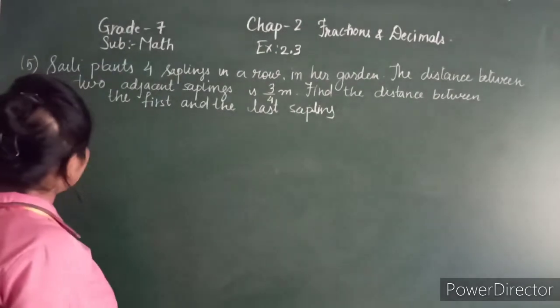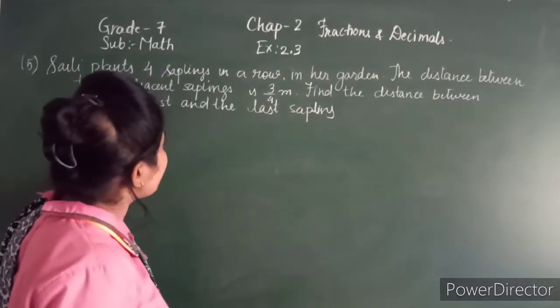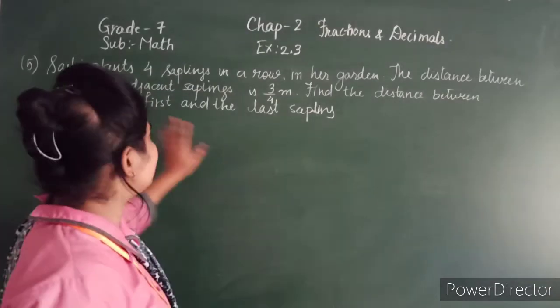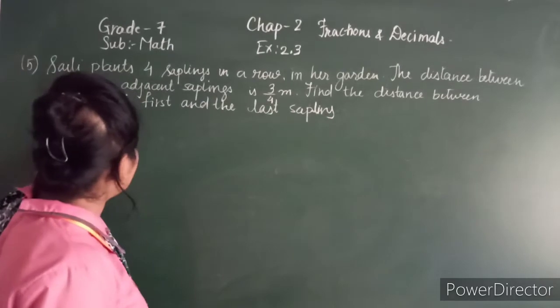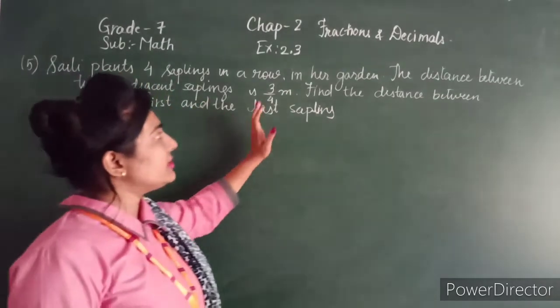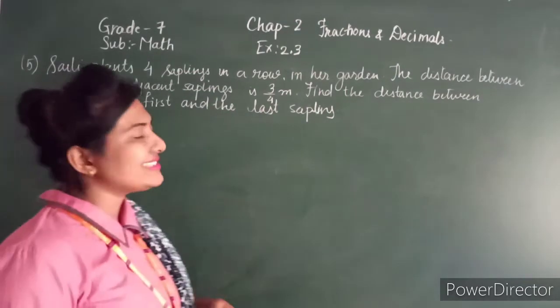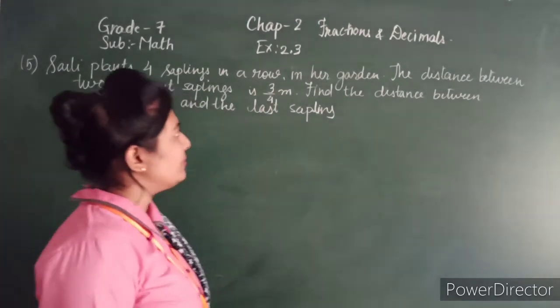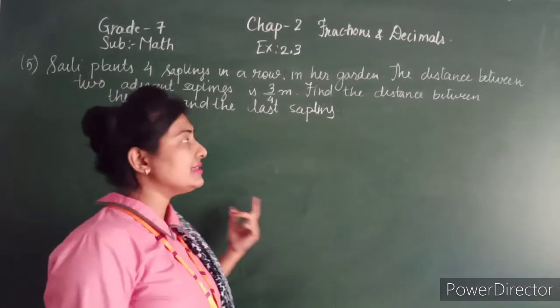Now number 5. Saili plants 4 saplings in a row in her garden. The distance between two adjacent saplings is 3 upon 4 meter. Find the distance between the first and the last sapling. So here Saili plants 4 saplings in a row in her garden, and the distance between two adjacent saplings is 3 upon 4 meter. We have to find the distance between the first and the last saplings.